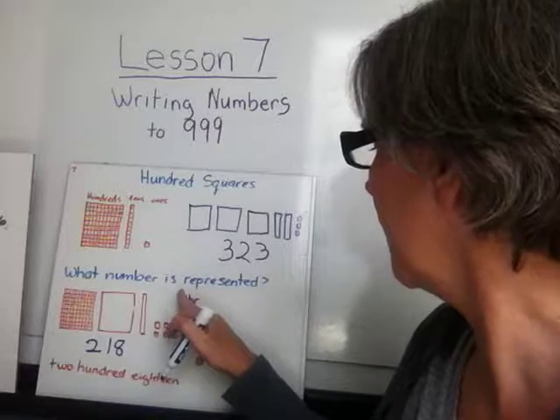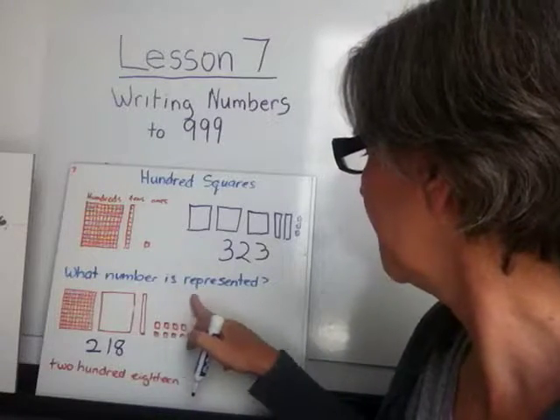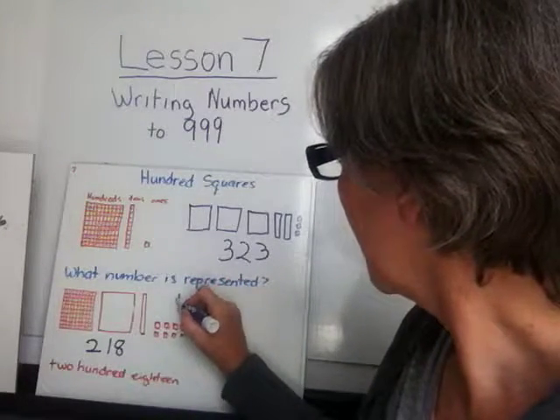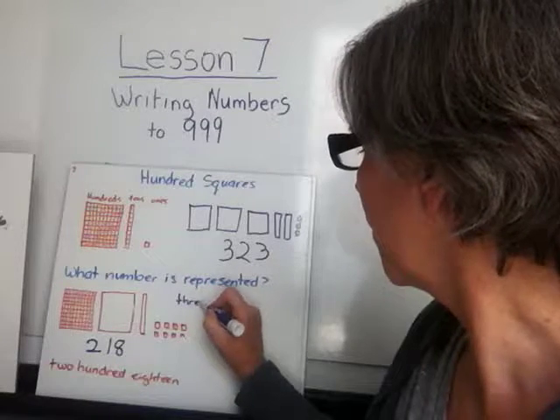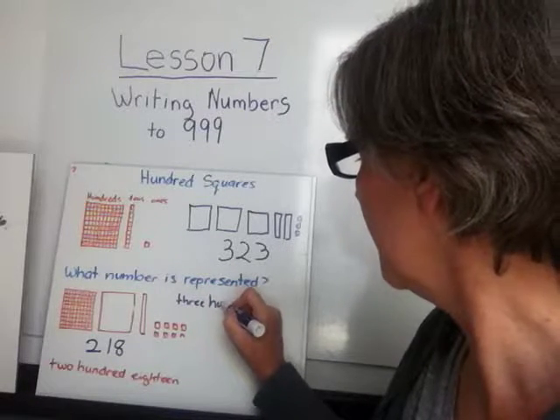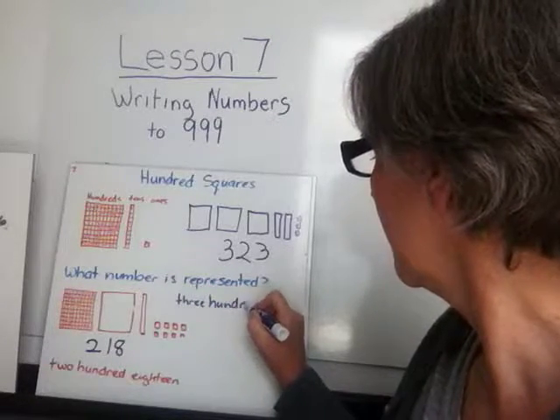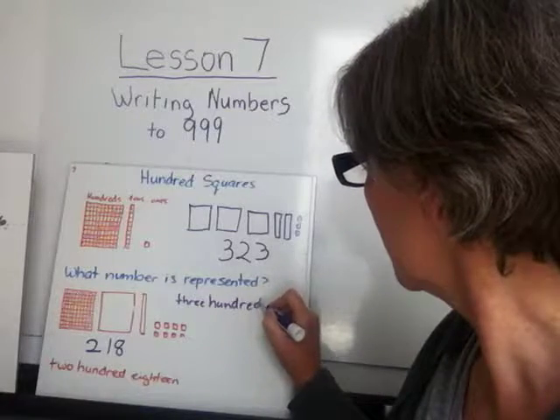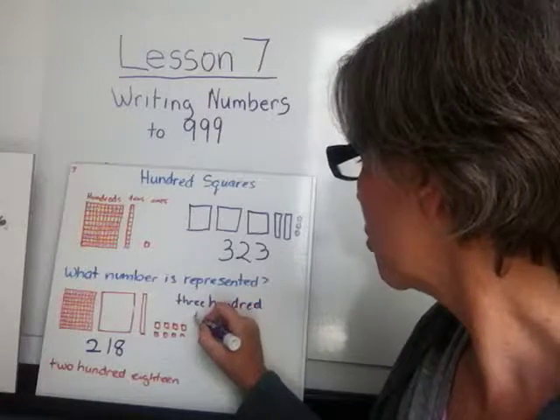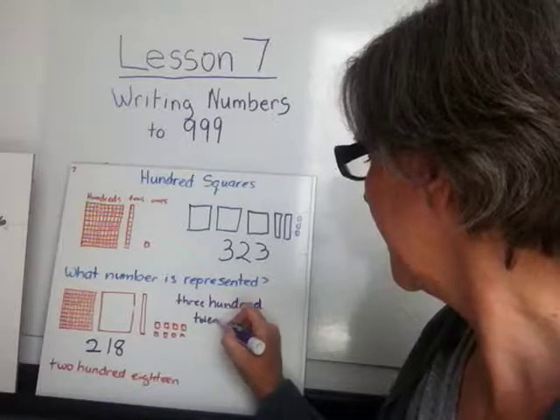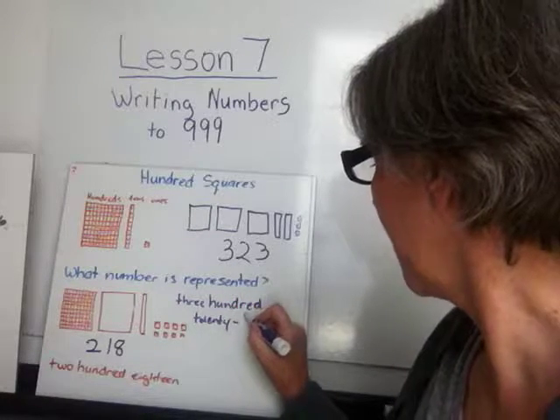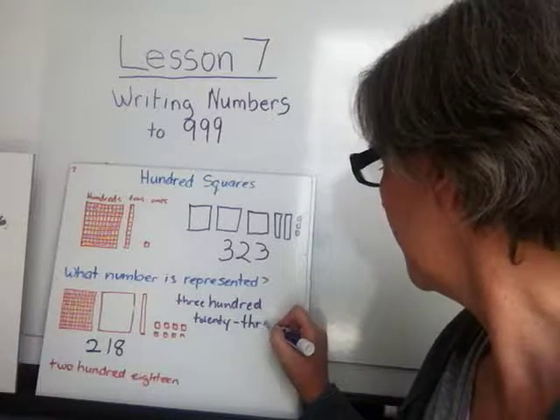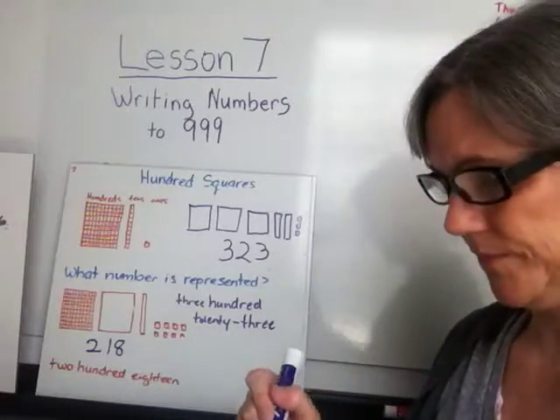And you would spell it. Oops, that looks like an F. Let me start over. Three hundred twenty-three.